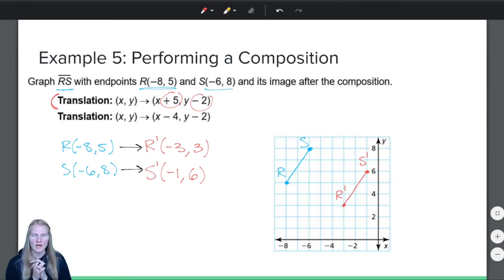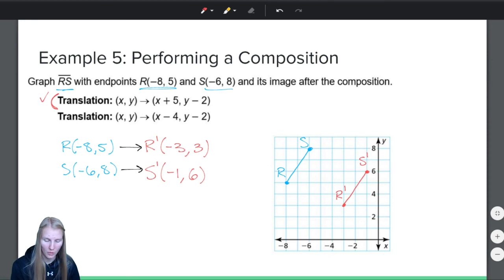Now we can check and make sure that we did this translation correctly by counting. 1, 2, 3, 4, 5. Beautiful. And down 2. Perfect. R, 1, 2, 3, 4, 5. And down 2. Perfect. Okay. Awesome. Now that's our first translation.